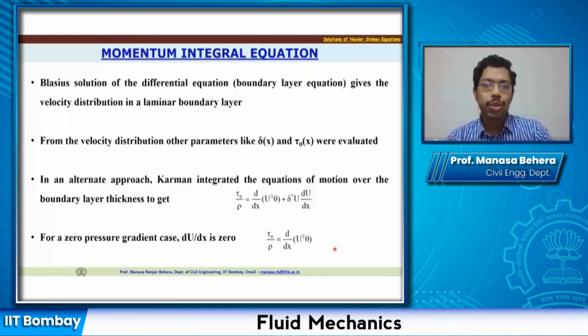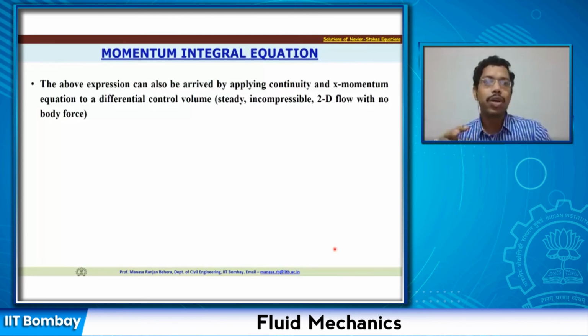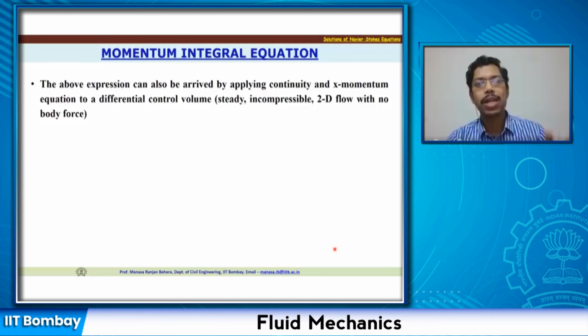Okay. So taking this forward, this expression can be arrived at by applying continuity and x momentum equation to the differential control volume. We have not gone through the derivations of this equation. Okay. And for that, obviously, we have assumed that the flow is steady, fluid is incompressible, and it's a 2D flow with no body force. Okay. So these are the conditions which need to be considered, and you apply the continuity equation and the x momentum equation to get that expression.